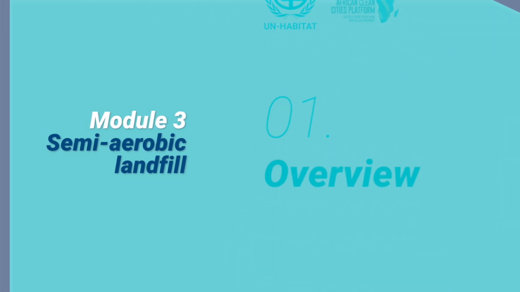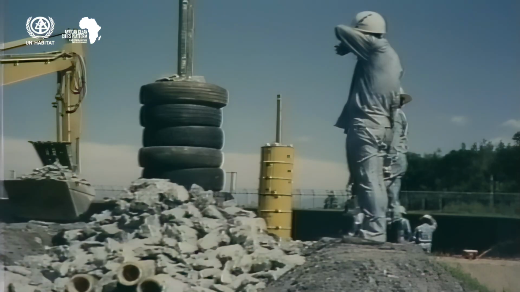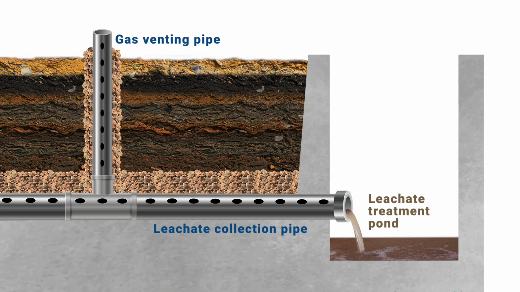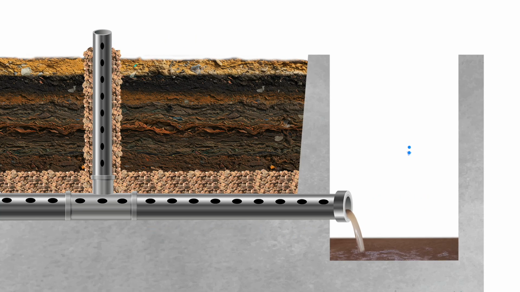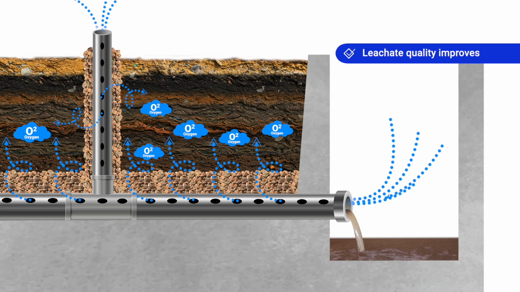The defining features of a semi-aerobic landfill are a network of horizontally arranged perforated pipes laid out across the bottom of the site. Connected to these are a series of vertical gas wells. The horizontal pipes capture the leachate, draining it safely to a collection pond, whilst at the same time drawing air into the landfill. This inflow of air stimulates aerobic biological activity. The effect of this is that the quality of the leachate is improved.